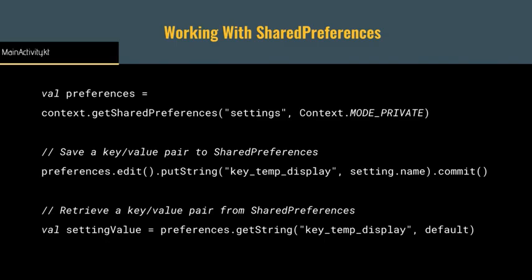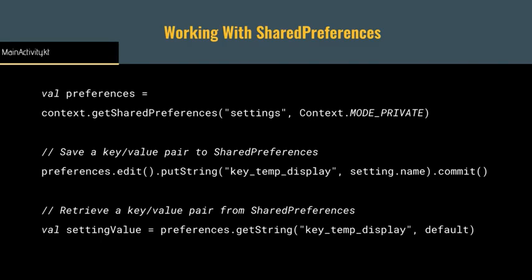So here's an example of how we can work with shared preferences. First off, we have to get an instance of the shared preferences class. Here I've defined a variable called preferences, and I've used a context and called getSharedPreferences. The first argument, a string that says settings, is the file name. So we can define different sets of preferences that live in different files, or we could use the same file for all of our preferences.